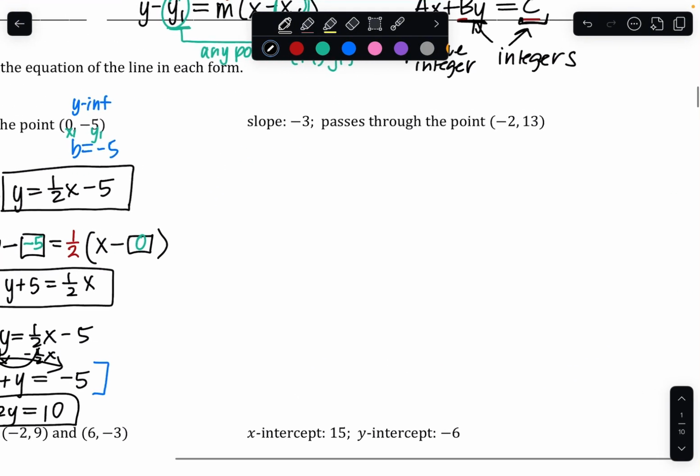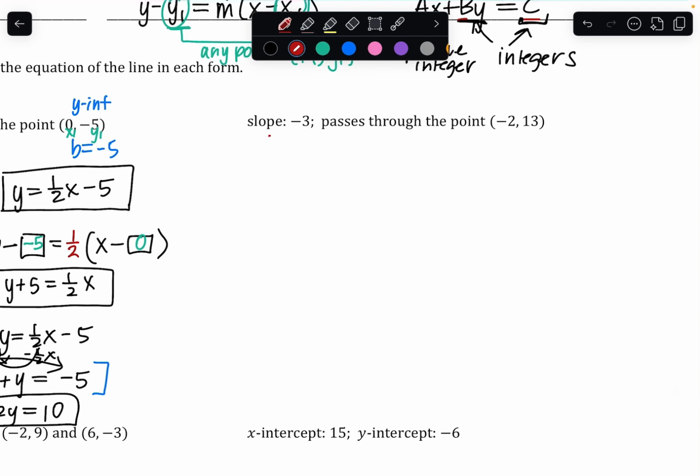Okay, so for this next example, we have a slope of negative 3 and a random point on the line, x1, y1. So this time we have to start with point slope form. We don't have the y-intercept for free. Okay, and so y minus the y equals m times x minus the x. And so the x is negative 2, the y is 13, and so now let's simplify.